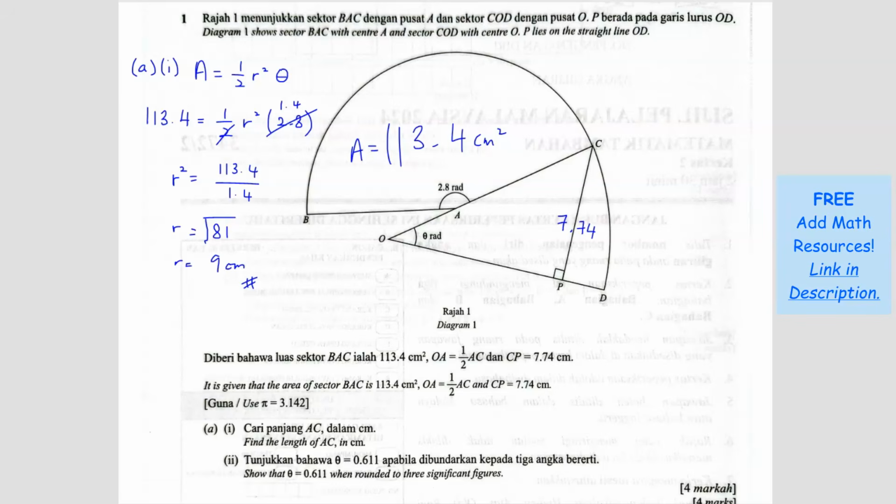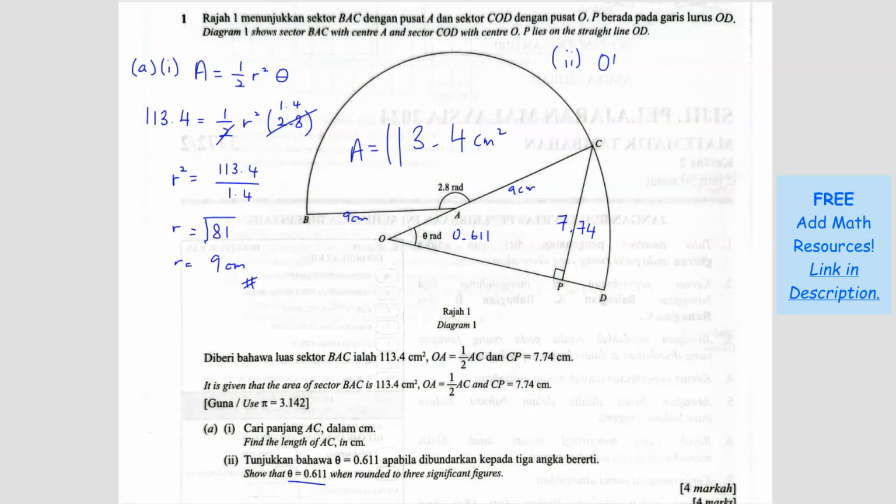Question A2, show that this angle is 0.611 radian when rounded to 3 significant figures. Since we already have the radius here, the radius is 9 cm, we can find the OA, because OA is half of AC, correct? So it's 4.5 cm for OA. And because it's a right angle triangle, we can use SOHCAHTOA to find the angle here. Okay, so question A2.